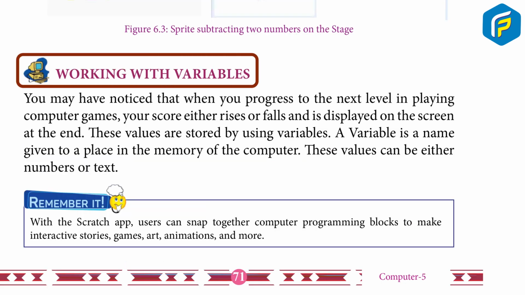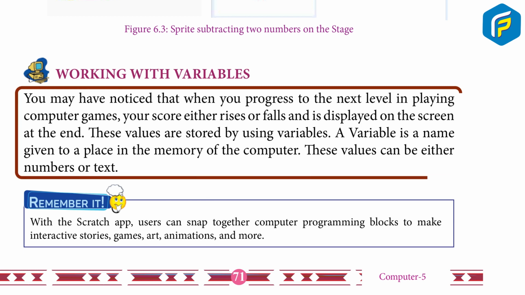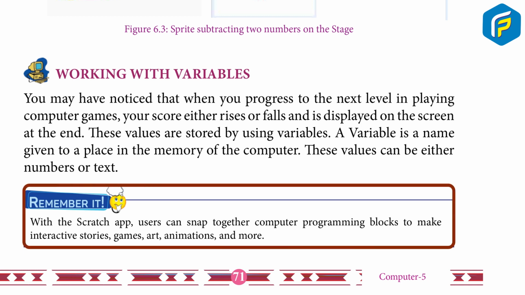Working with variables. You may have noticed that when you progress to the next level in playing computer games, your score either rises or falls and is displayed on the screen at the end. These values are stored by using variables. A variable is a name given to a place in the memory of the computer. These values can be either numbers or text. Remember it! With the Scratch app, users can snap together computer programming blocks to make interactive stories, games, art, animation, and more.